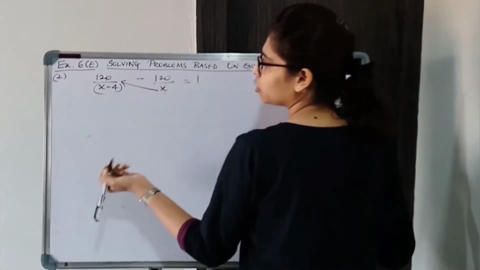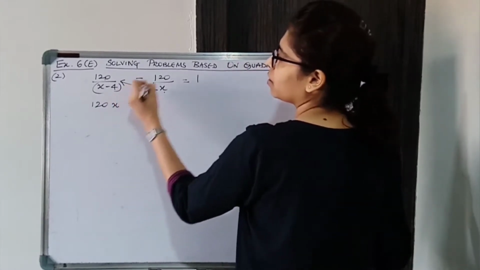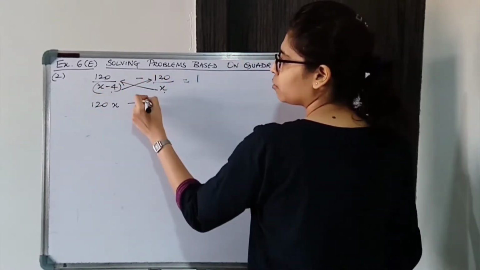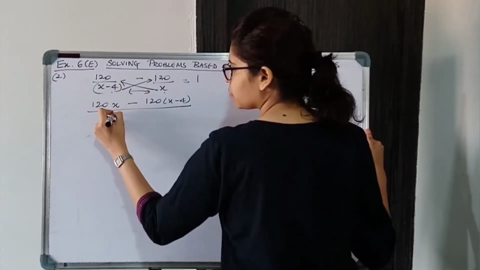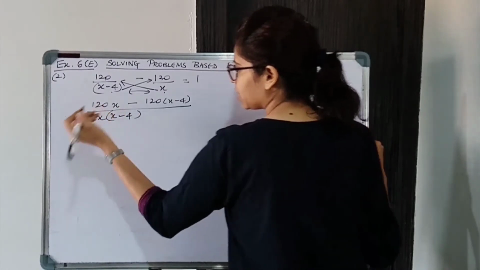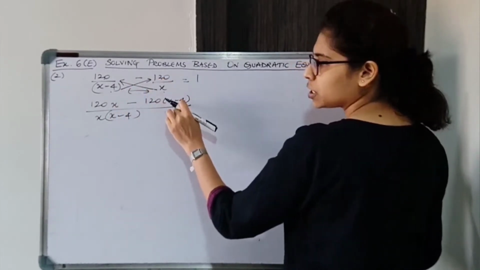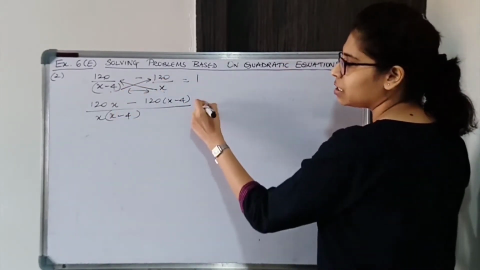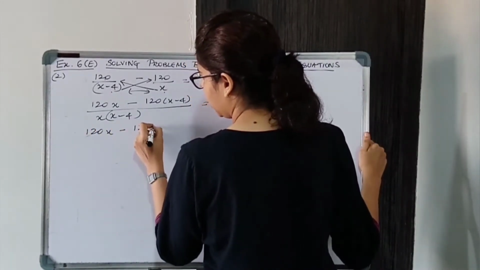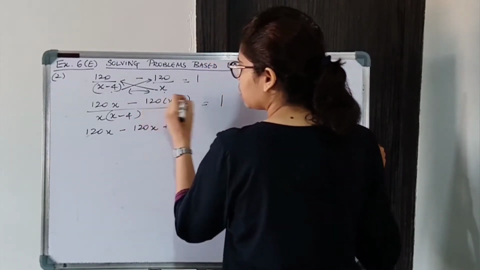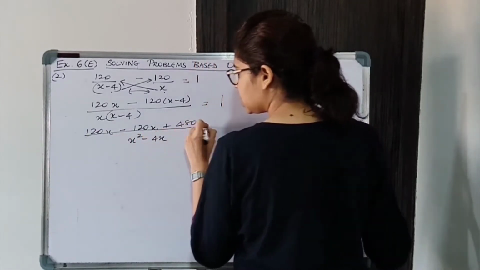First multiplying the numerator with the opposite denominator, so 120 into x, put the sign in between, then the numerator with the opposite denominator, then multiply the denominators. So x minus 4 into x. Then put the sign in between, cross, and then multiply the denominators, is equal to 1. So 120x minus 120x, minus into minus plus, 12 fours are 48 and 0 upon x square minus 4x is equal to 1.